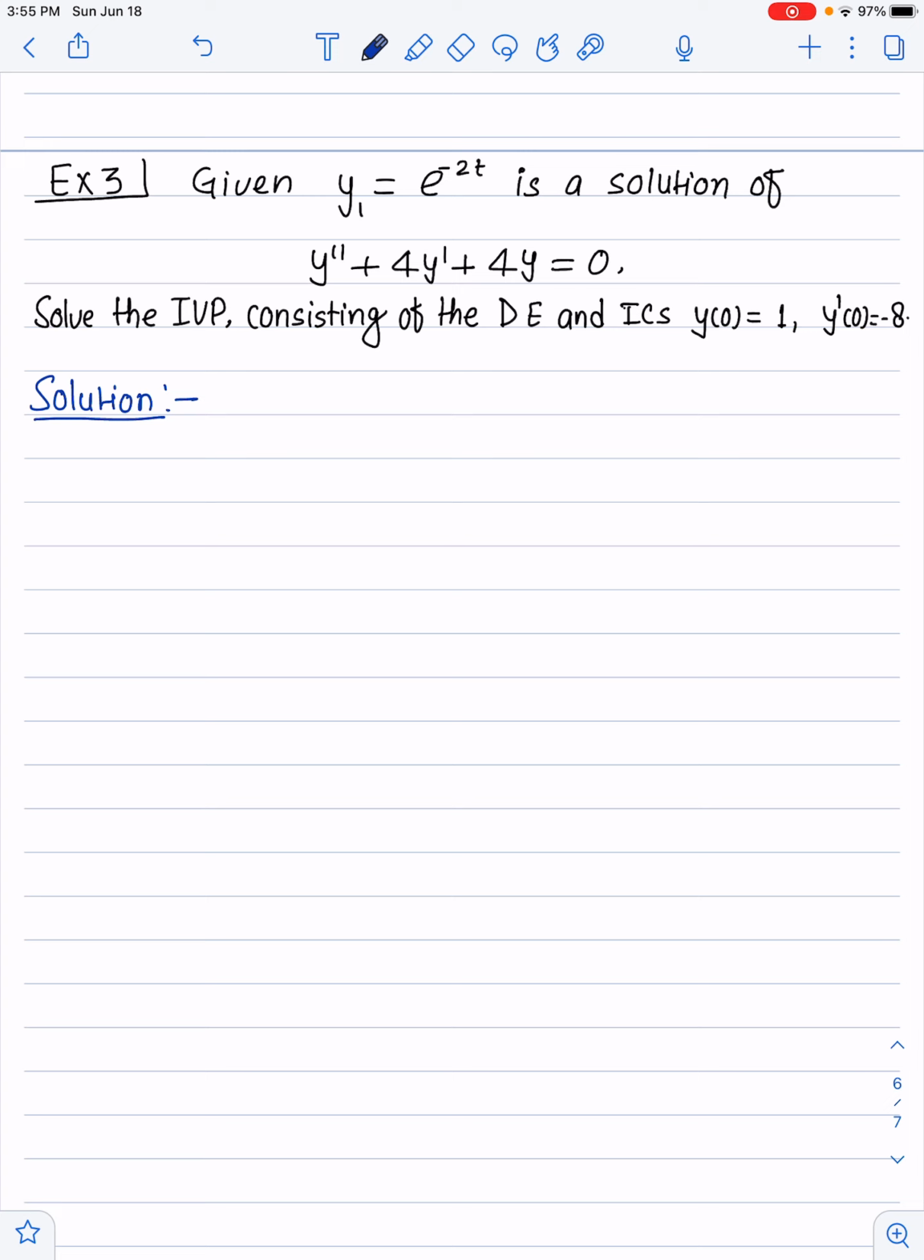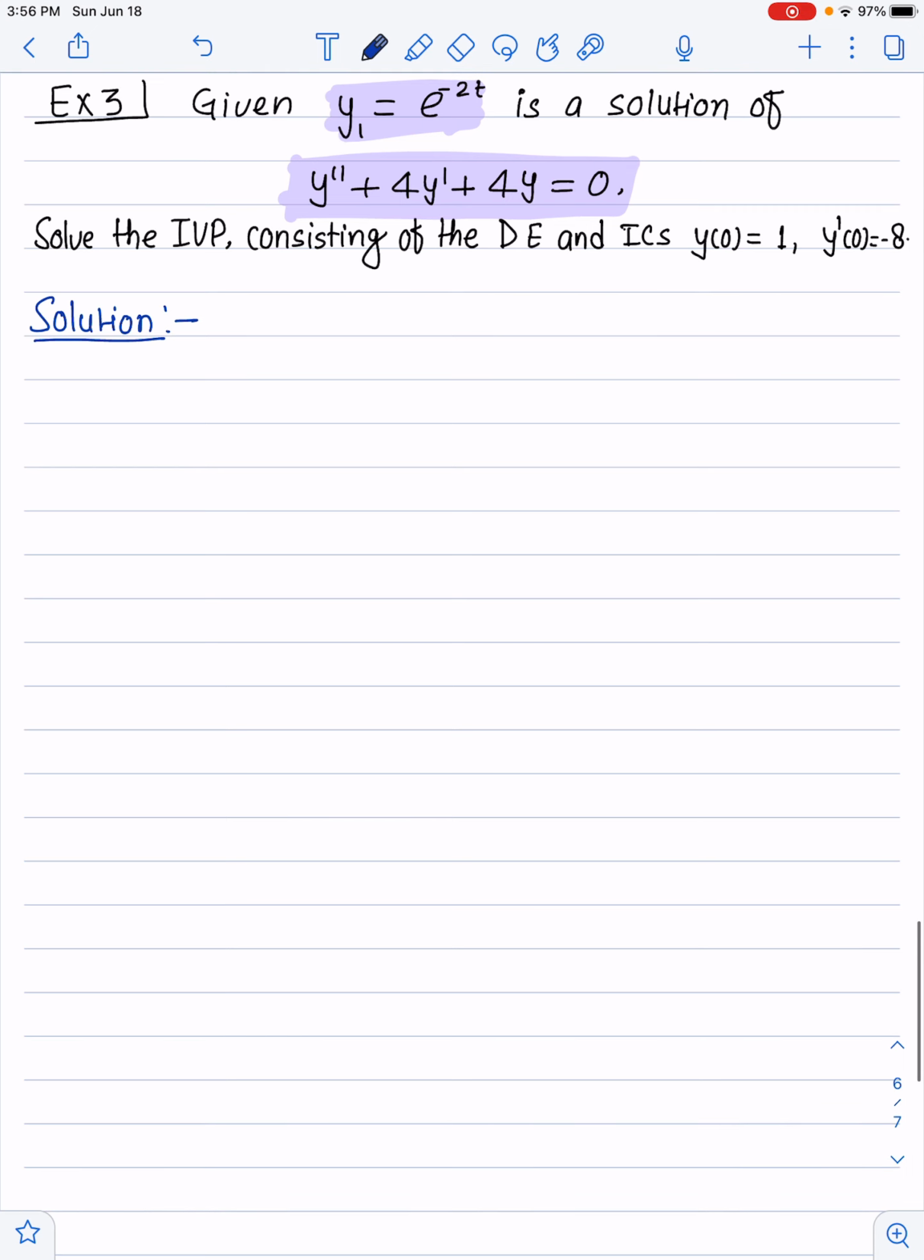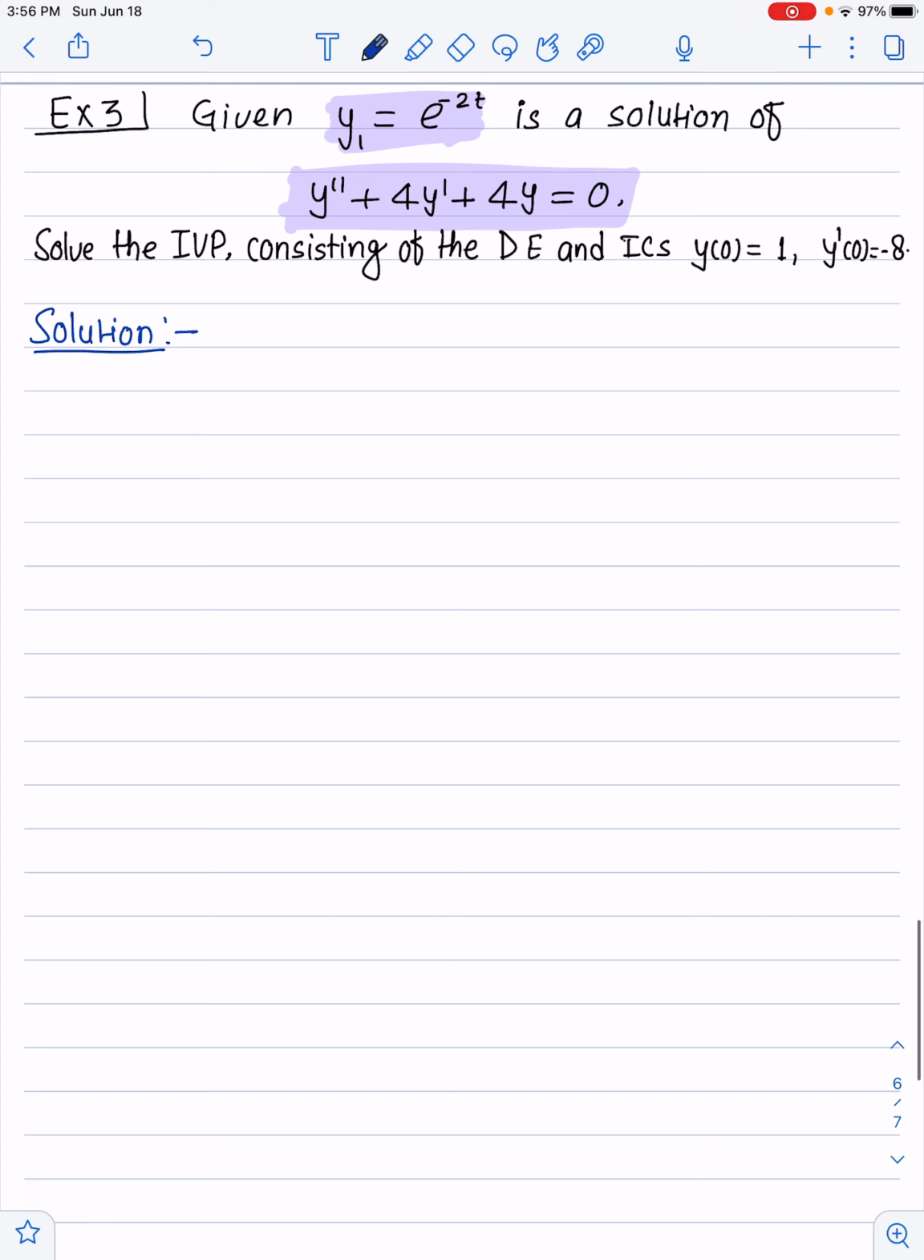The method is the same. The given solution is y1 equals e to the negative 2t. We need to solve this differential equation. This is a homogeneous linear second order differential equation. Remember, we can use the reduction of order method to solve a homogeneous linear second order differential equation. Here we are solving an initial value problem this time. Again, the first step is to assume that y2 equals u times y1, where u is a function of t, because here you can see the t, so this is not constant.